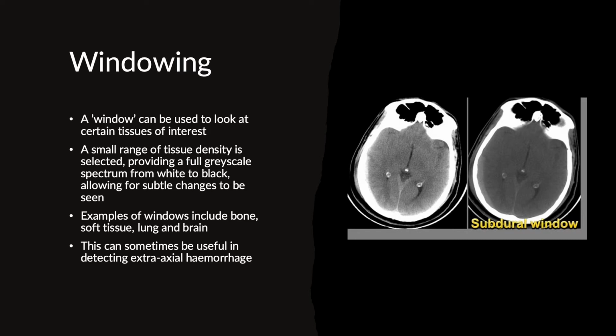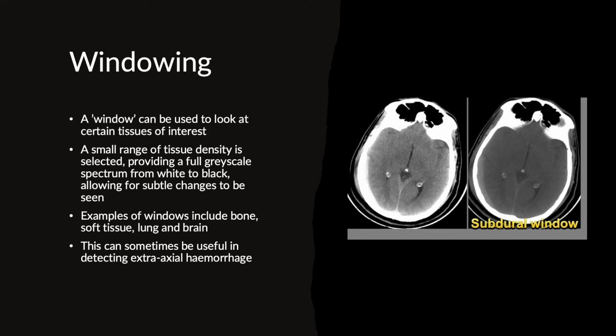So, windowing. This is quite important when considering CT. A CT window can be used to look at certain areas or tissues of interest. A small range of tissue density is selected, and that provides a full grayscale spectrum from white to black, allowing for subtle changes to be seen. So, you need to define a level and a width.